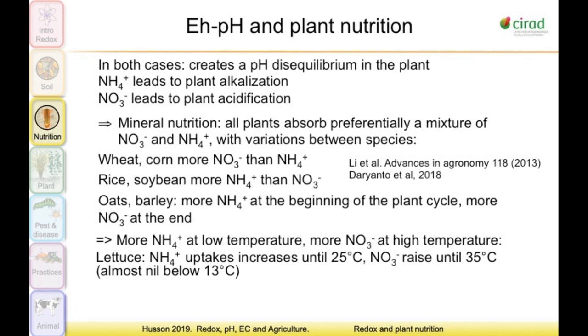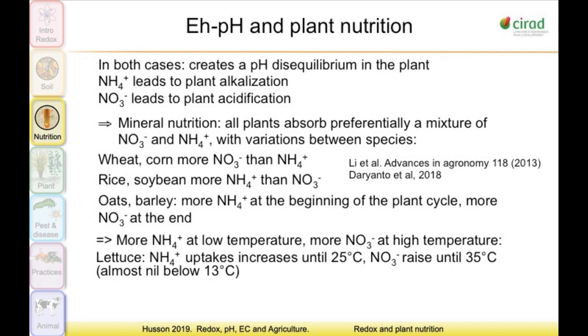So the result is that when you give the choice to a plant between nitrate and ammonium, all the plants will absorb a mix of both forms, because it will create less imbalance in the plant. Some plants like wheat or corn will absorb more nitrate than ammonium. Plants like rice, like soybean, will absorb more ammonium than nitrate. In the young stage, they will absorb more ammonium than nitrate. We'll see why. At low temperature, it will be more ammonium.